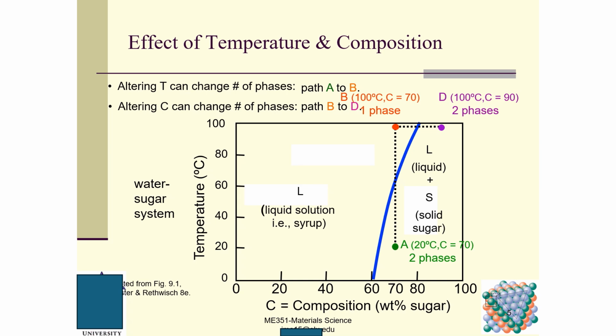If you just increase the composition and it passes and intersects this blue curve, we will have two phases. One is still L, which is liquid. Another one is the solid S. That means to the right of this blue curve, we have two phases, and to the left of the blue curve, we have a single phase, which is liquid. Any questions for this slide?